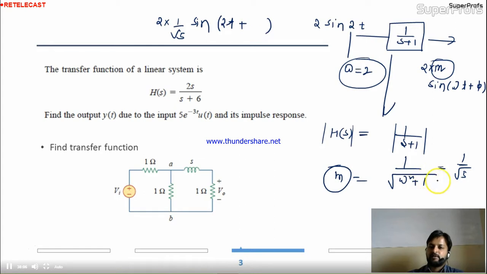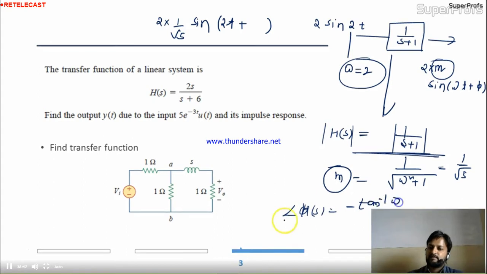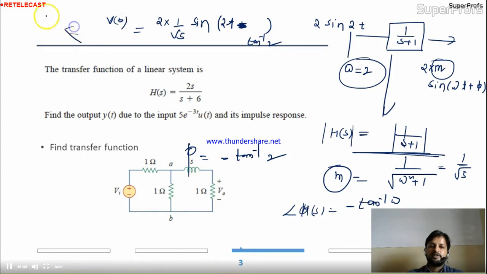I need phi. How to calculate phi? Take the phase angle of this. The phase angle of this will be minus tan inverse omega. Omega is 2 given over here. So minus tan inverse 2. So whatever angle you calculate, this is your phi. Just put phi over here. This is minus tan inverse 2. This is nothing but the value of output, whatever they are asking. So 2 or 3 times the same concept came in the GATE exam. So it's very important. Okay.